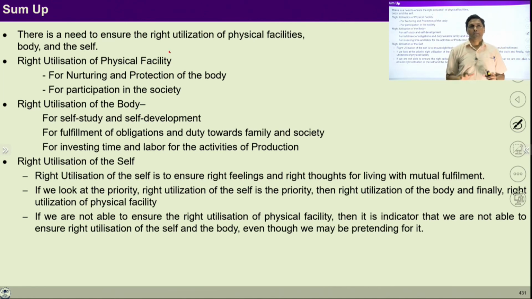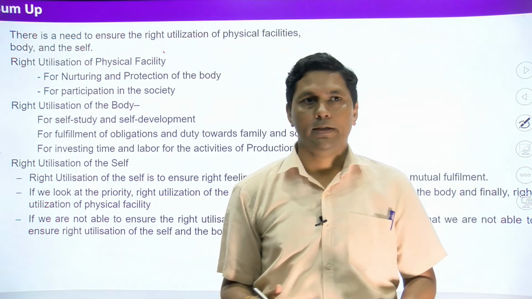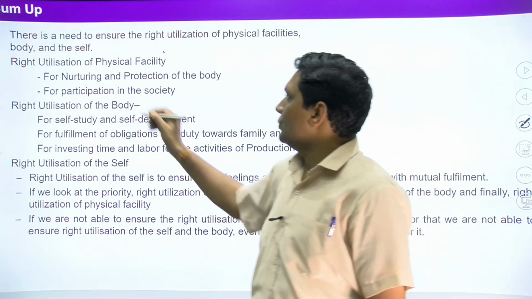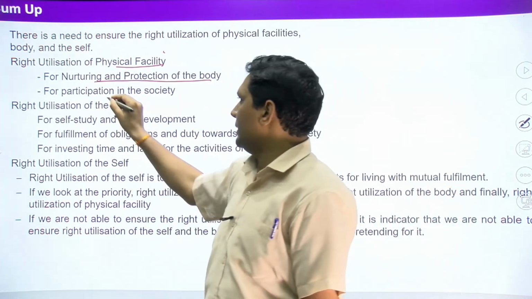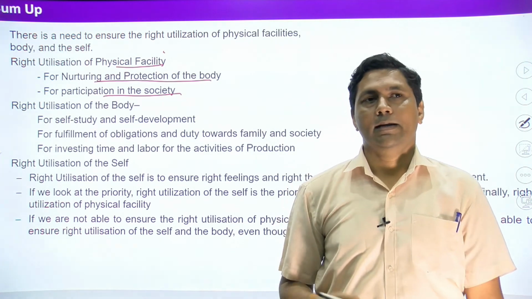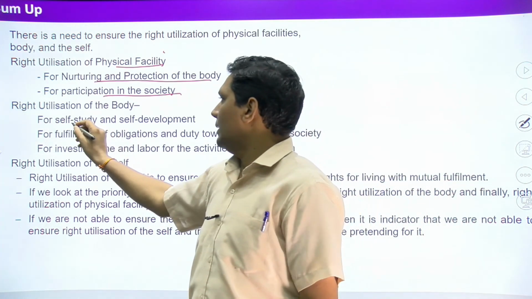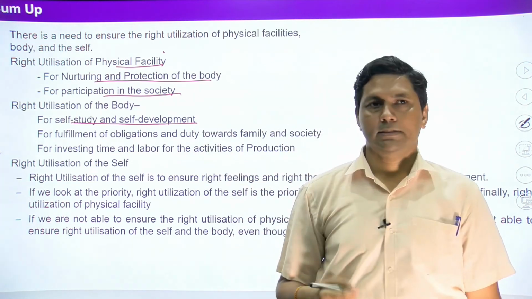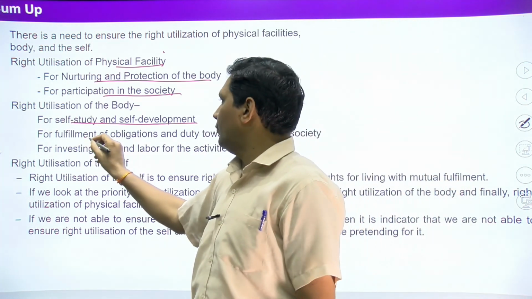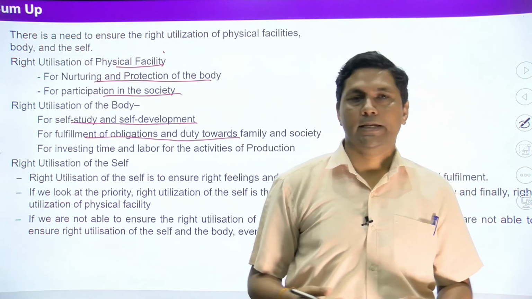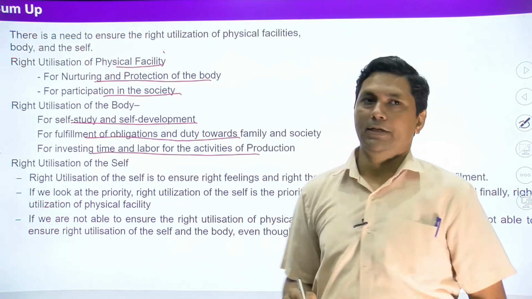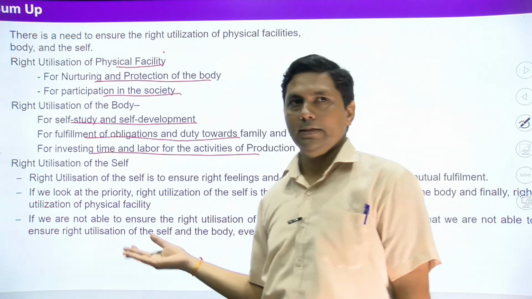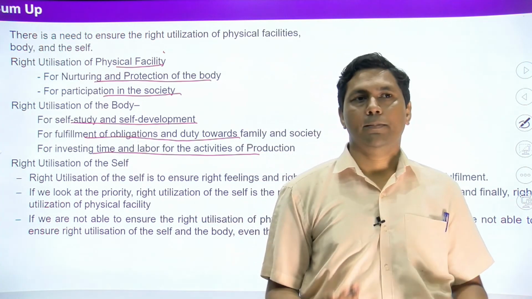So in this lecture, primarily we talked about right utilization of physical facility, right utilization of body and right utilization of self. Right utilization of physical facility is required for nurturing and protection of the body, and for participation in the society. Right utilization of body means I am using my body for self-study and self-development. I am able to fulfill the obligations and duties which are expected from family and society. I am investing time and labor for the activities of production. If we are ensuring these three, it means we are right utilizing the body.